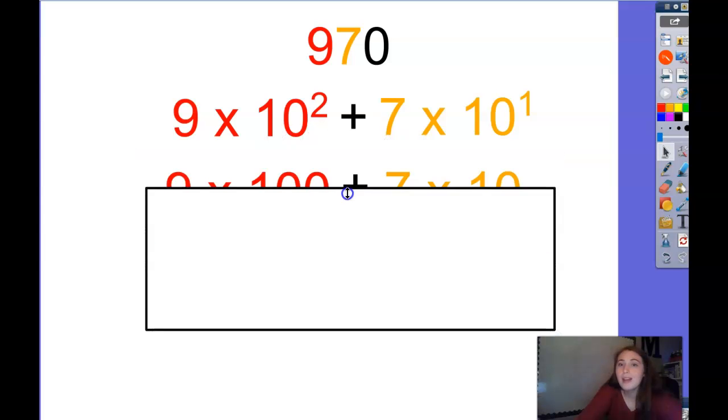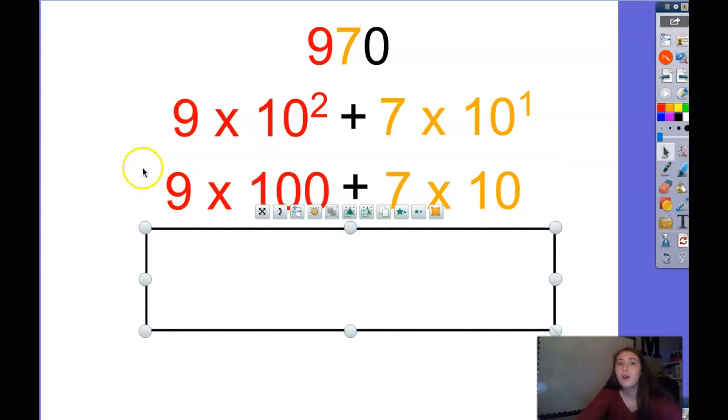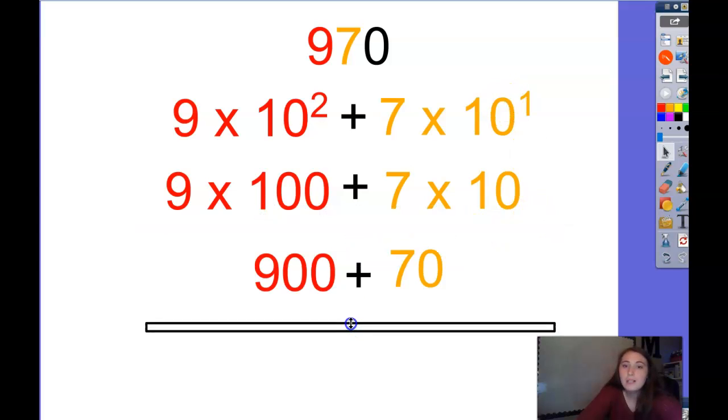So we're now going to put that into our expanded form. So that is 9 times 100, because 10 squared equals 100, and 7 times 10, because 10 to the first power equals 10. So when we look at that, we see that we have 900 plus 70. Now, pay attention. The value of the tens place to the hundreds is 10 times as much. So when I look at this, the value from the 70 to the 900 is 10 times as much.